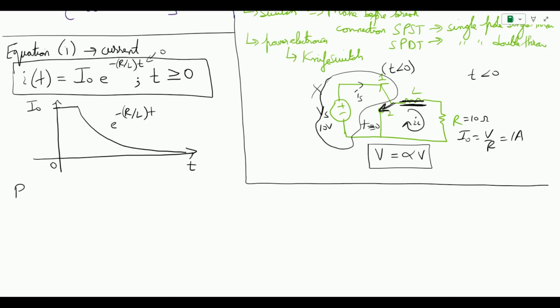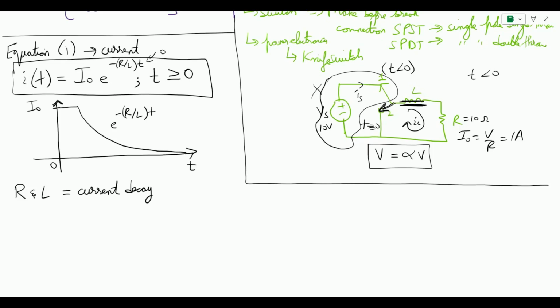In the graph, R and L give you the current decay. Normally exponential functions are either increasing or decreasing. Since we have a negative sign with e raised to the power of R by L, this is a decaying function, and thus our logic is correct that after a certain amount of time the current stored in the inductor is going to fade away and reach a value of 0.